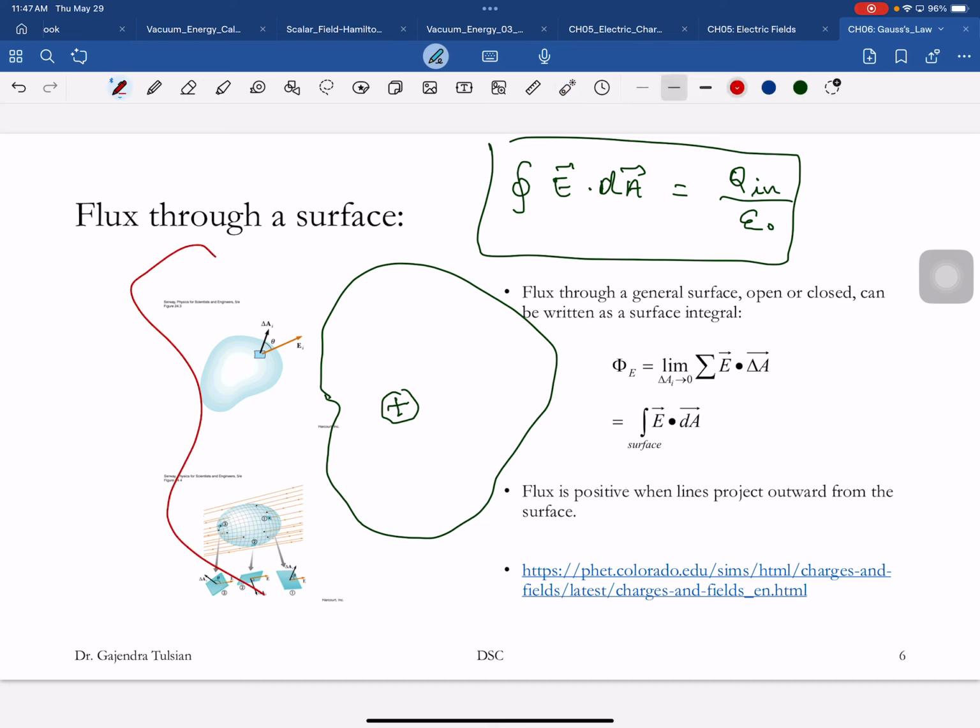Let me draw another surface. I do the surface integral on that. What's the value of the surface integral on that? Q inside. Same thing. So that's a neat thing about that.